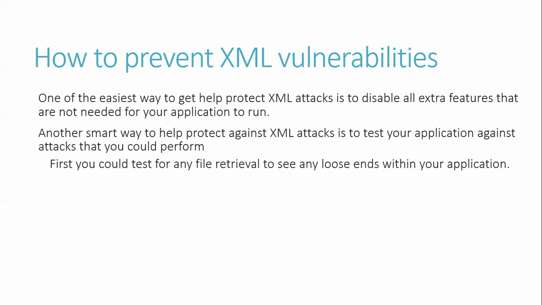How to prevent them? One of the easiest ways you can help prevent them is by disabling all extra features that are not needed for your application to run. Another smart way to help protect against XML attacks is to test your application yourself. Try to attempt as many attacks as you can. If you have any file retrievals, that's the first one you always want to do, because you don't want to have the whole entire contents of all your passwords and all your IDs. That's just the first one that everyone always recommends you going up against.